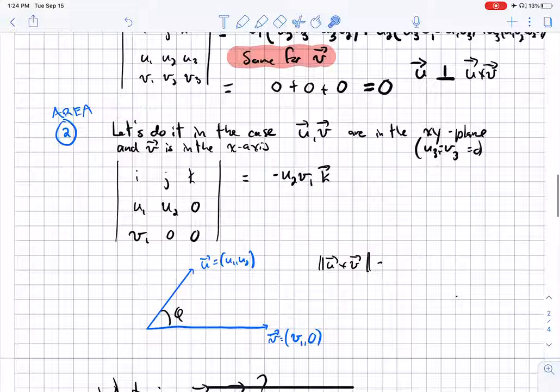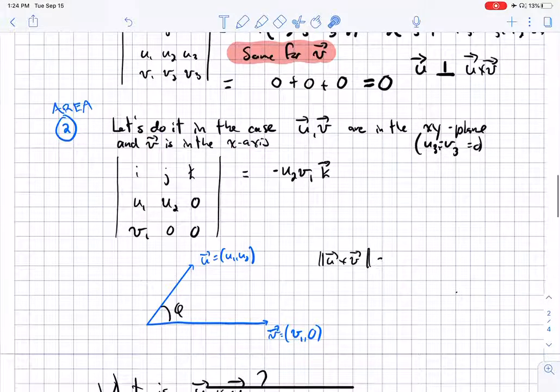Now for the area, let's simplify the problem. I can always assume that U and V form a plane, and that they're in the XY plane. I just define my XY coordinates so that it fits. Then let's pick the direction of V to be the x-axis. I can always do that.